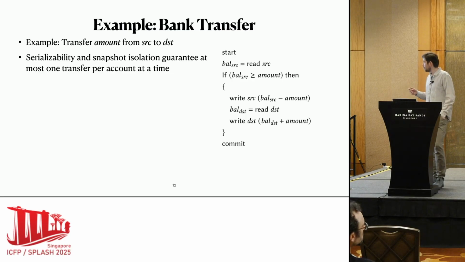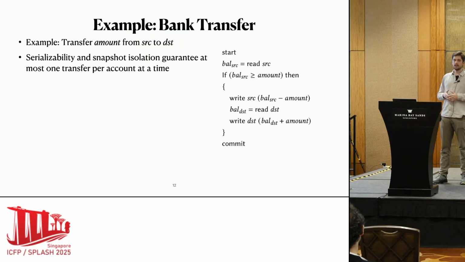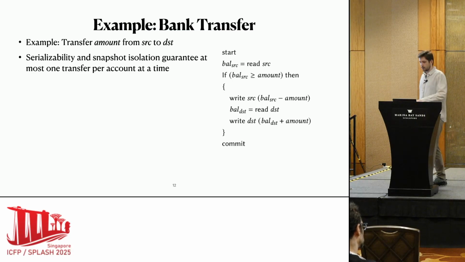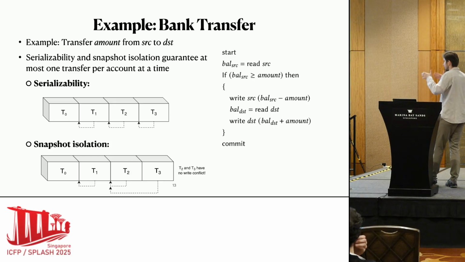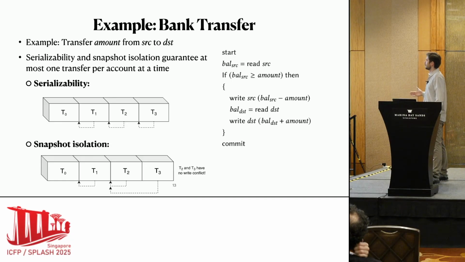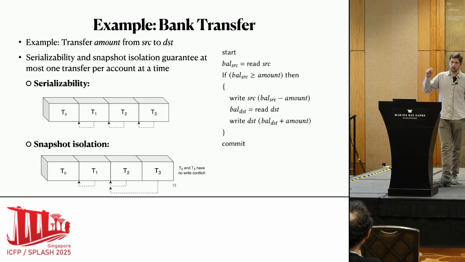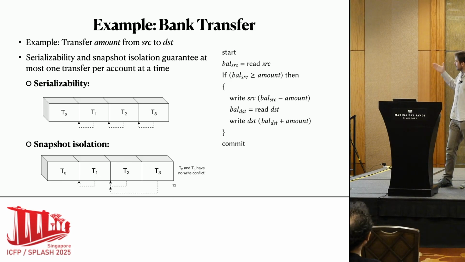And actually, both these levels that I have presented to you give us this guarantee. For serializability, it's quite clear that because transactions indeed run one at a time, they cannot touch the same account. Now, with snapshot isolation, if we have two concurrent transactions, so two clients wanting to do something on the same account, then they are also rejected because they have a write conflict if they touch the same account. So this is not allowed under that level.